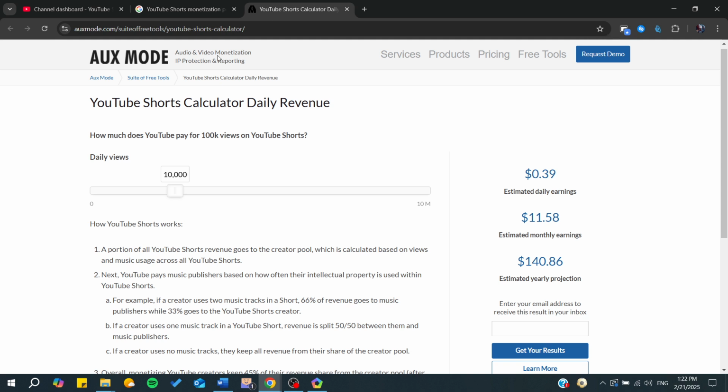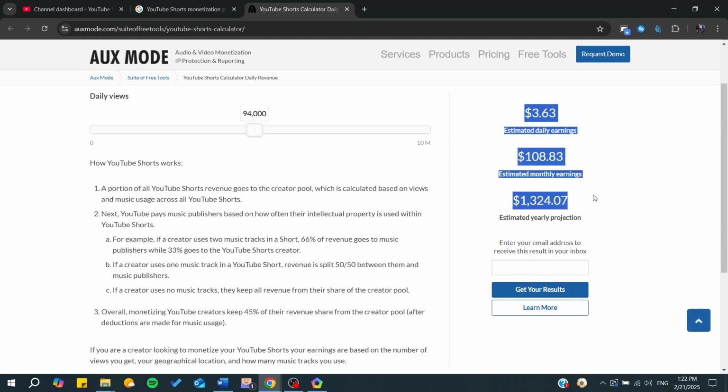There are tools that allow you to calculate this share. You can just type calculate YouTube Shorts income, and you will find websites such as this one, or you can check this one. You just give it your daily views, and it will give you the estimation of your daily earnings, monthly earnings, or estimated yearly projection.